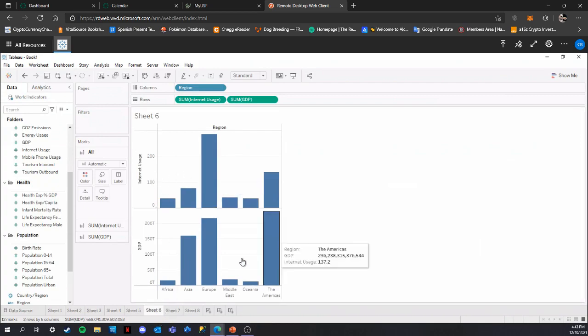internet usage per region and GDP per region, you can see that as the internet comes into a place, the GDP is likely to be very high. The U.S. makes this an outlier, which is why these don't directly correlate. But all of the other ones are very correlated with internet usage and GDP.